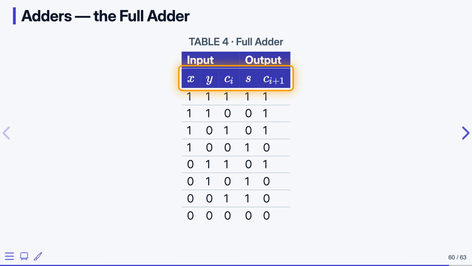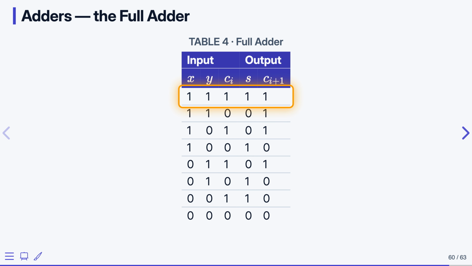A full adder adds 3 bits at once, the 2 data bits x and y plus a carry coming in from the column to the right. 3 inputs means 8 rows. Read the table as plain counting. Count how many of the 3 inputs are 1, then write that count in binary.